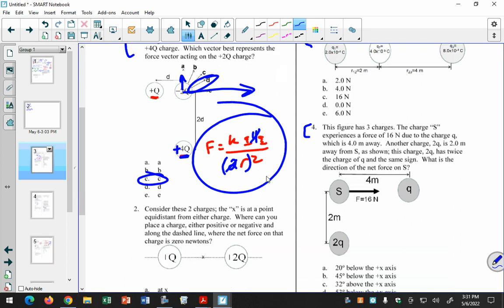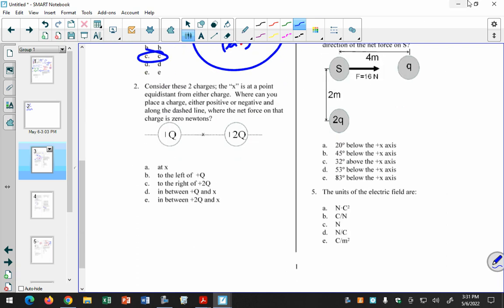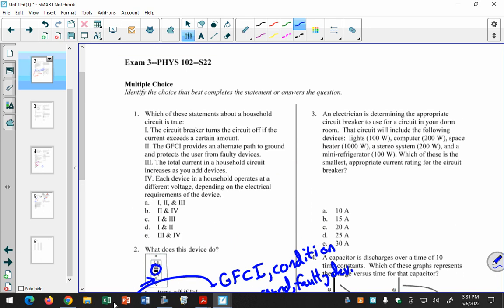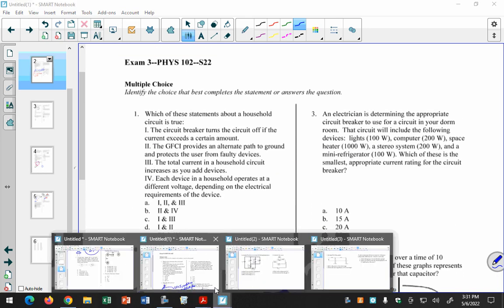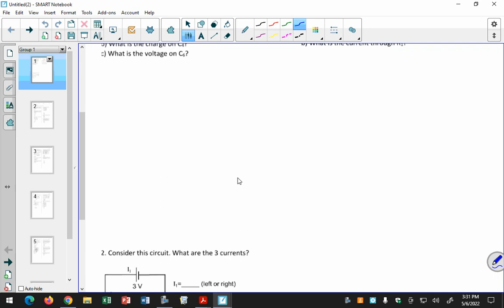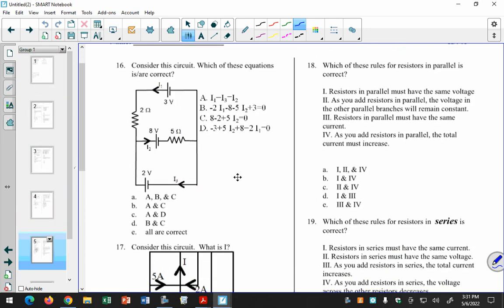Okay, can we do 18 on exam 2? Is this it? No, it's exam 3, number 18. This one? Resistors in parallel?